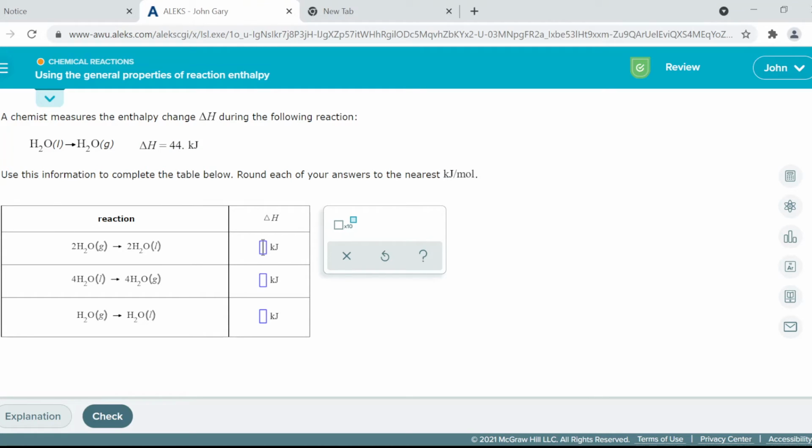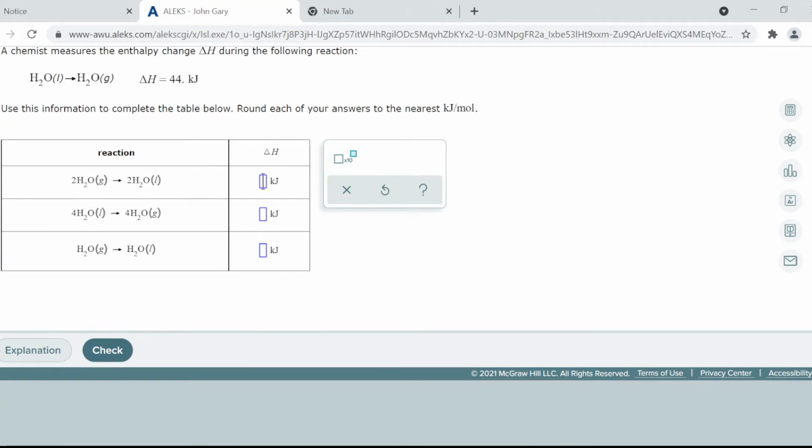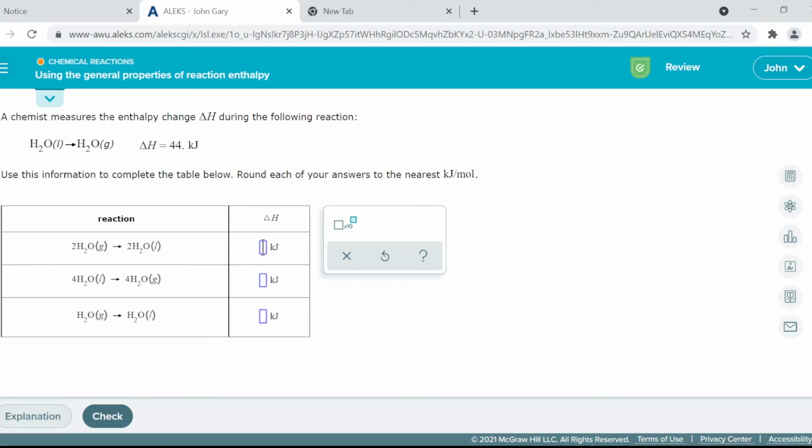Alright, now this has to do with enthalpy, the change in heat for a reaction. And the principle that this is trying to get across to you is just that the reverse reaction is the exact opposite in heat than the forward reaction. Okay? And mole values are directly proportional to the heat of the initial equation.